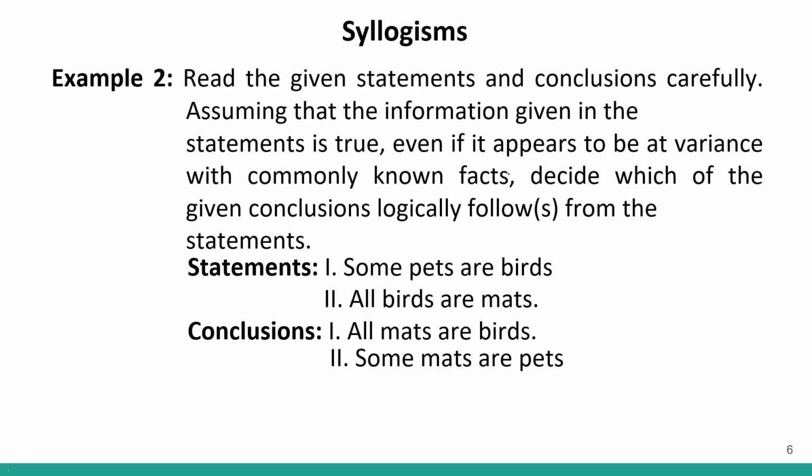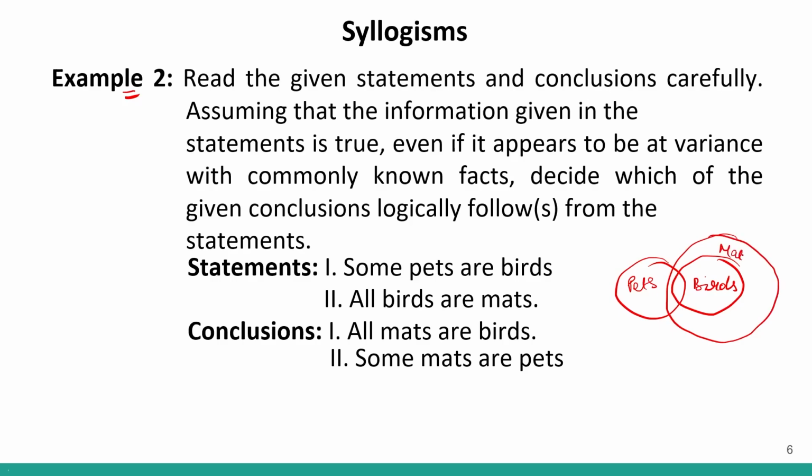Now, example 2. The statements are: some pets are birds. So if this is my pets, this will be my birds. Some pets are birds, correct? All birds are mats. So if this is my birds, this will be my mats. All birds are mats. This is how I can represent them, correct?